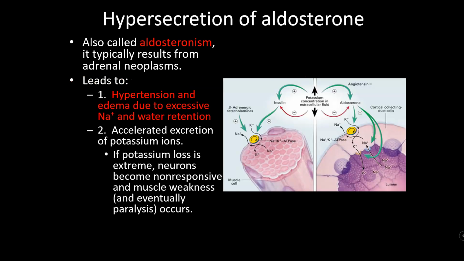Hypersecretion is called aldosteronism, and it will cause hypertension. If you're unfamiliar with hypertension, that is high blood pressure. High blood pressure tends to lead to edema, which is fluid swelling around the body. We're not going to talk about hyposecretion of aldosterone because it tends to not be a problem.